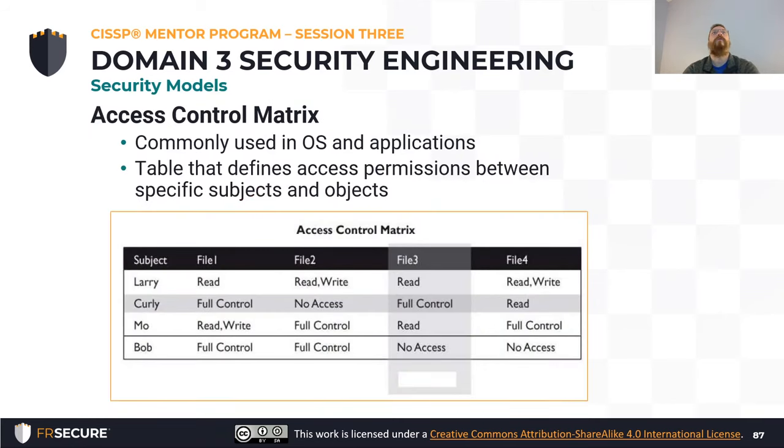All right. And we have the access control matrix. This probably looks a little more familiar to most people, from operating systems and applications. It's a table defining access permissions between subjects and objects. Subjects are your users, objects are the different files. So what can they do? Simple. This is the one I think most people get pretty quickly, because it's what we see and work through in IT on a daily basis. Active Directory is a good way to think of that one.